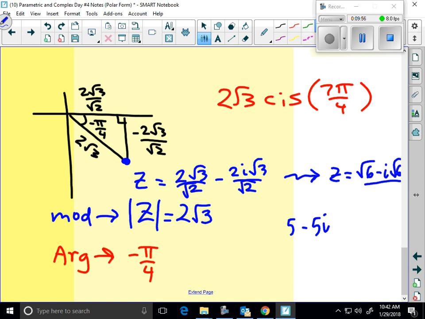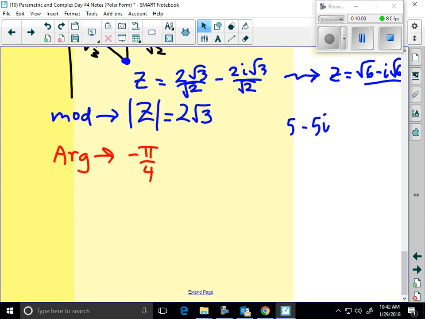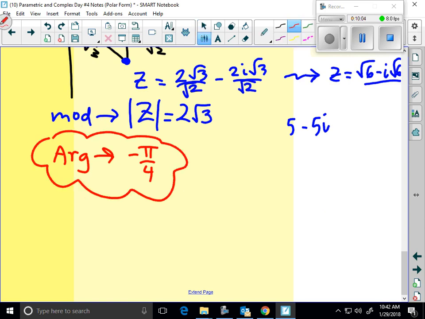Now, one thing that I want to highlight here is that we want the argument always within these bounds. Okay, we always want the argument between negative pi and pi. Always. It just keeps the calculations simple later on down the line.